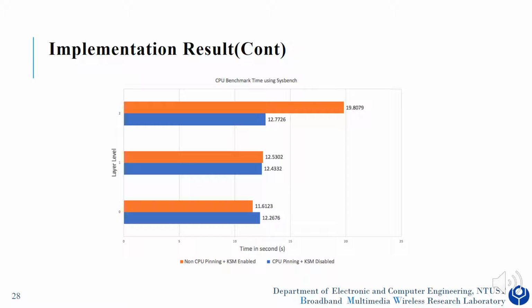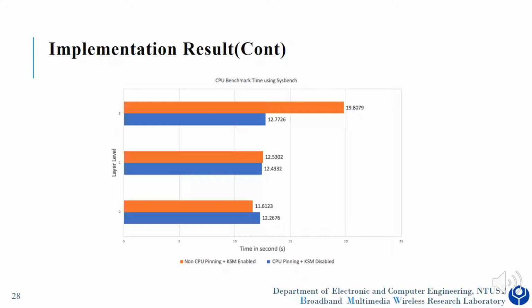For this graph, we are benchmarking each of the VMs. The reason is we also want to know the performance difference in each layer. So we have the results for layers 0, 1, and 2. The orange chart is without the CPU binding and with KSM enabled, and the blue one is after our optimization. As we can see in layer 0, which is the hardware or bare metal, we can say it's faster without our optimization.